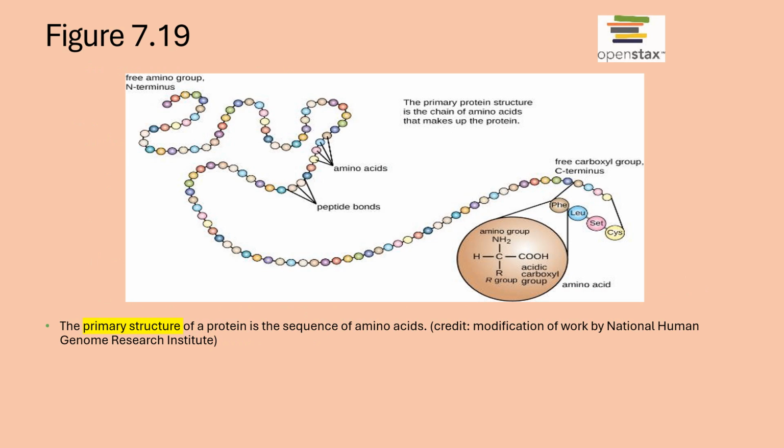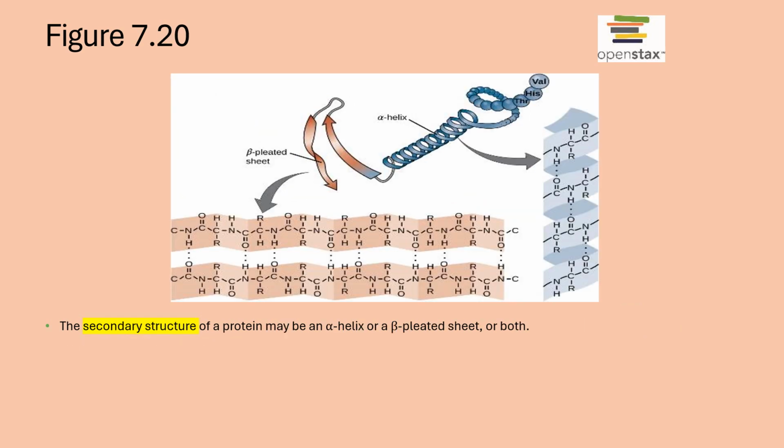And so this is showing the primary structure, like I say, it's just the sequence of the amino acids. Secondary structure. Here you have shown up here in the diagram the alpha helix, also shown over on the far right, and then along the bottom is the beta pleated sheet.